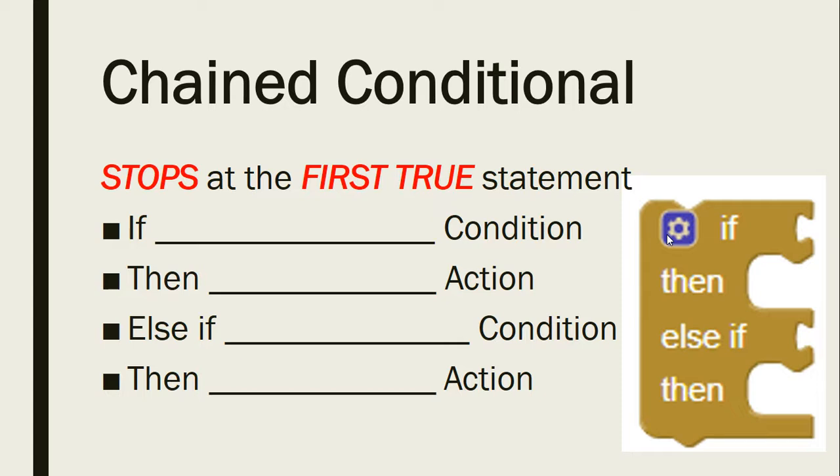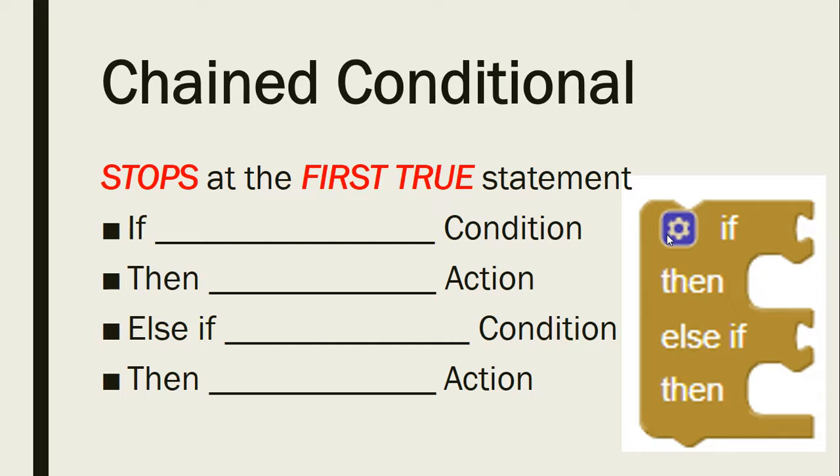So basically, it's, hey, if this condition is true, then do this action. So again, we're used to that if-then situation. Else if this other condition is true, then do this action. But it's going to stop at the first one. So if the first condition is true, it does the then, and it just stops there.